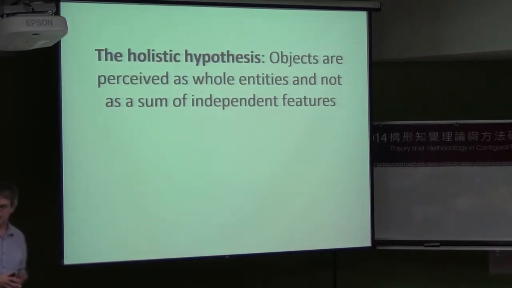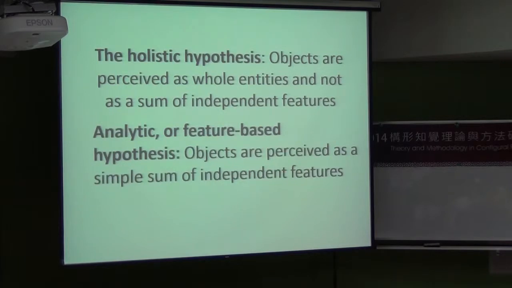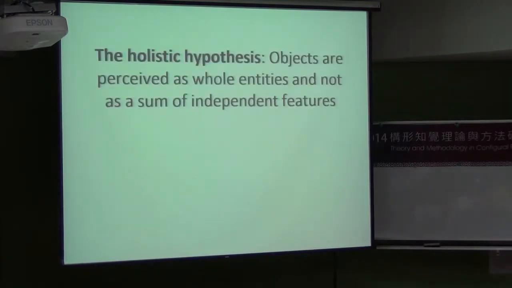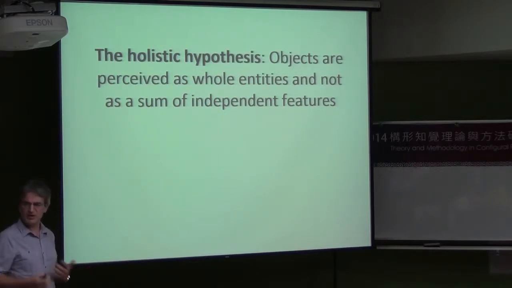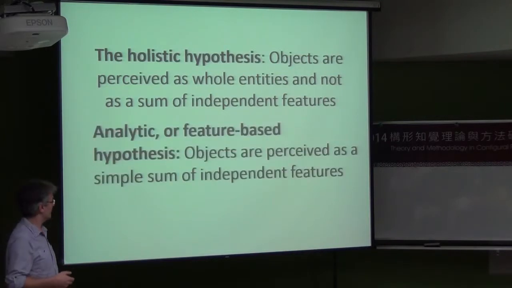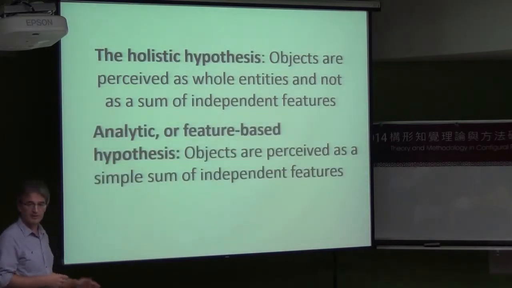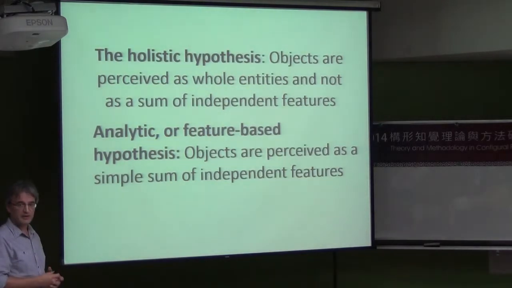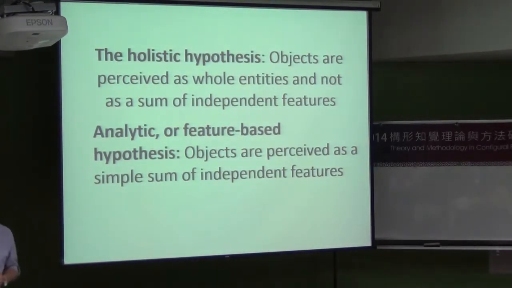Again, just to remind you about the general definition, the general approach to a holistic hypothesis. We say that objects are perceived as whole entities and not a simple sum of features. And we use this, at this point, maybe interchangeably with configurable perception. And the second one would be pitted against the analytic or feature-based hypothesis, that the perception of an object occurs at the level of a feature.